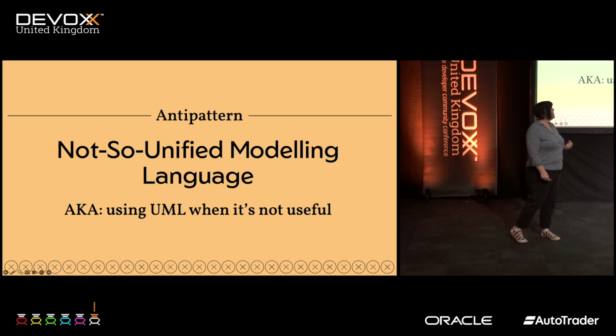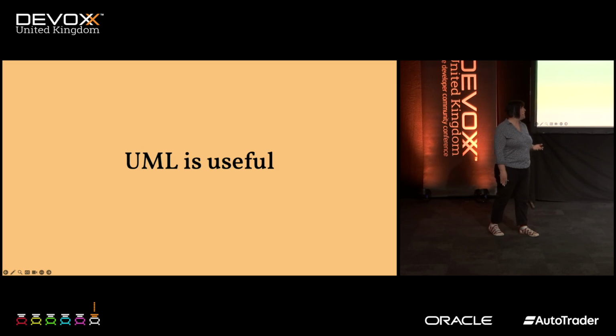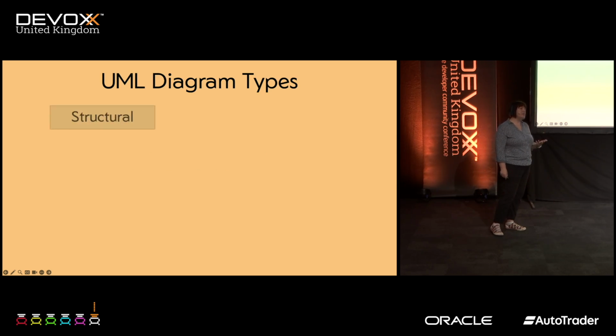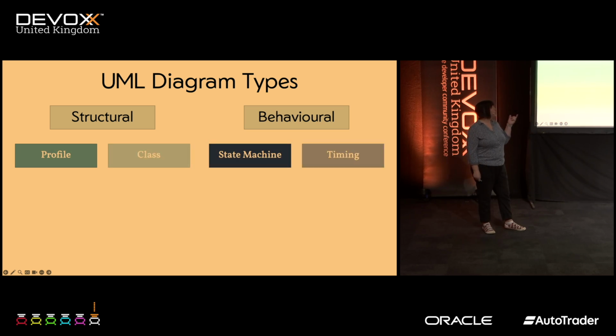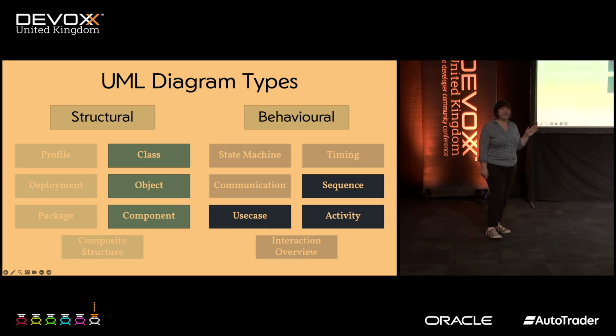Right, this one is another anti-pattern. This one is called Not So Unified Modeling Language. Now, I've already found at least one person who doesn't like UML from earlier. And this is basically using UML when it's not useful. And there are companies out there who say all of our diagrams must be UML. And UML can be useful, but those points are actually dwindling now. Now, UML is actually split into two different types, structural and behavioral. Now, you might be thinking, I didn't know there were this many types of UML diagram, but only a few of them, these ones, tend to actually be used.